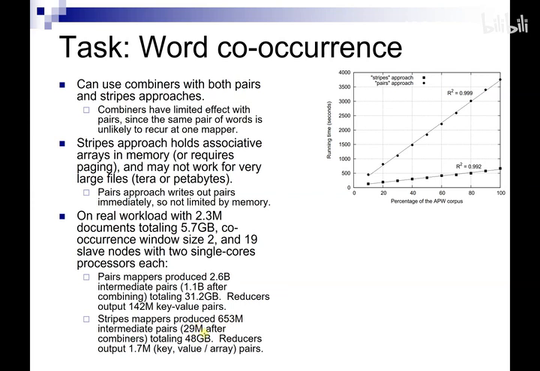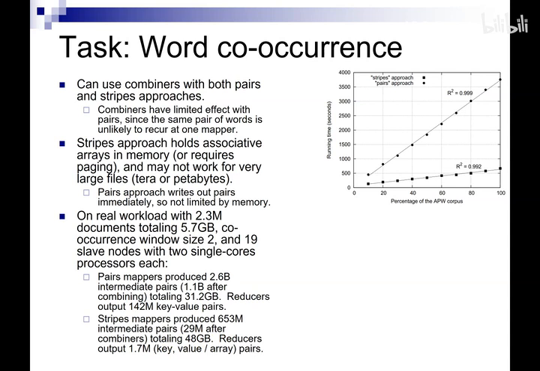Now, the total size is a bit larger, because in the end, the pairs approach and the stripes approach have to produce the same answer. So the stripes approach contains all the data that the pairs approach contains. Furthermore, because it's using a data structure, the associative array, to keep track of things, it actually used a bit more storage. And in the end, the number of key value pairs it produced was also far less than the pairs approach, only 1.7 million, because each key is tied with an entire array as opposed to individual words.